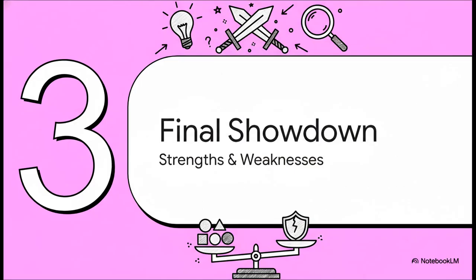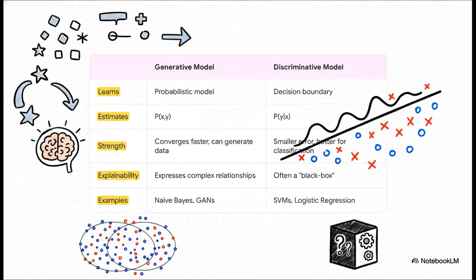Okay, so we've got two very powerful but very different ways of thinking about AI. The big question is, which one's better? Well, let's put them head to head. It's time for the final showdown to see their strengths and weaknesses. This chart really lays it all out. Your generative model on the left, it learns the whole probabilistic story of the data, that P of X, Y. Its superpower? It can generate new data, and it's often really good when you don't have a ton of data to work with.